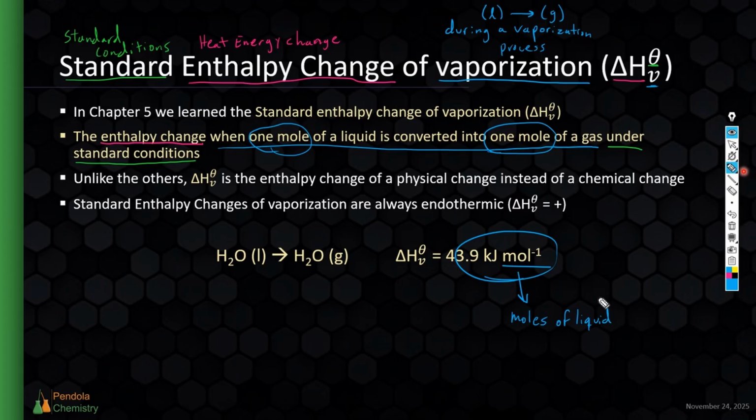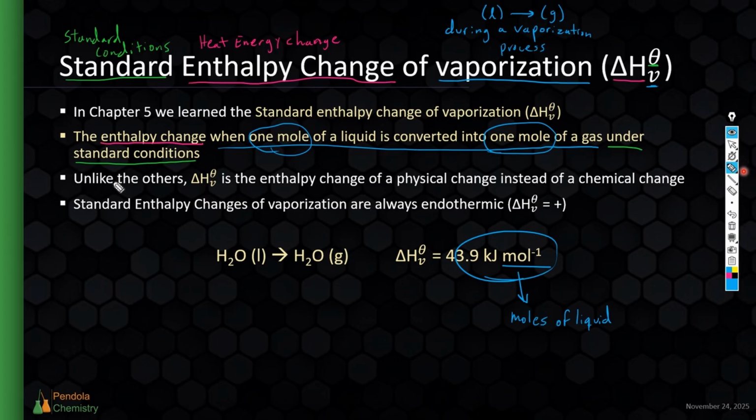Moles of liquid are turned to moles of gas. And when we do mathematics later on, this is going to be very important. And then finally, the under standard conditions is important because it's standard enthalpy change and not just enthalpy change of vaporization. That standard means that you add these under standard conditions part to the definition. Because if this wasn't standard enthalpy change of vaporization, if it was just enthalpy change of vaporization, then that part of the definition, under standard conditions, would not be added.